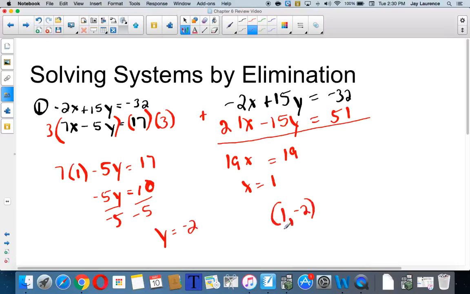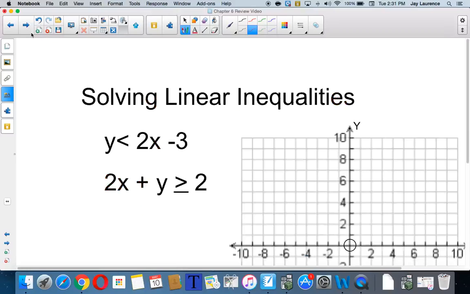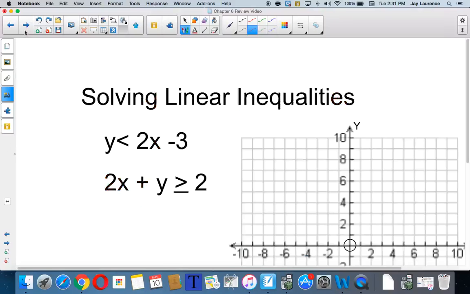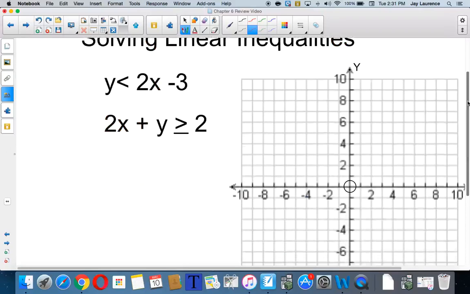All right, so I just solved one by graphing, one by substitution, and one by elimination. Now, sometimes we have to solve systems of linear inequalities, and the only way we've done this so far is to do it using graphing. So I'm going to go ahead and graph, and I've got y is less than 2x minus 3. Well, that looks like slope-intercept form, kind of. And so I'm going to get a negative 3 as my y-intercept, (0, -3).